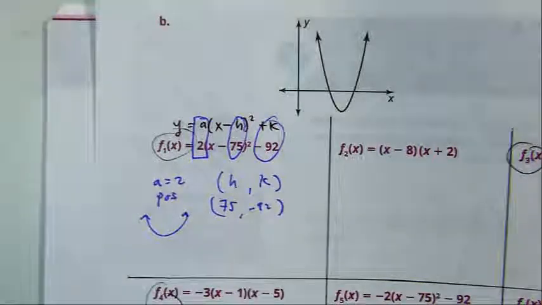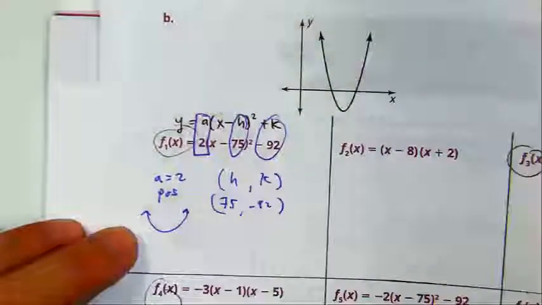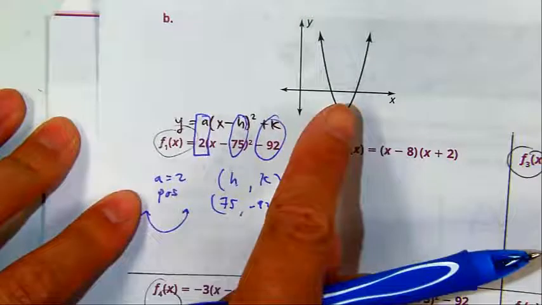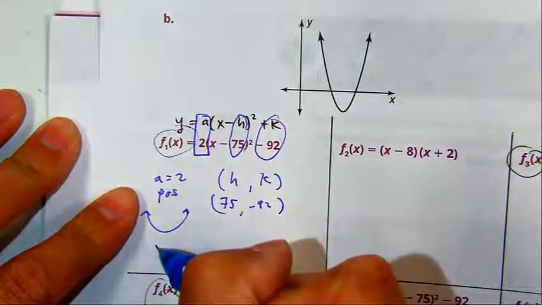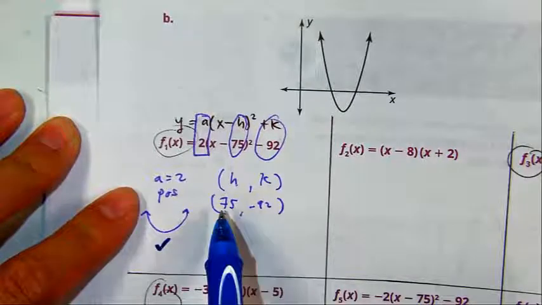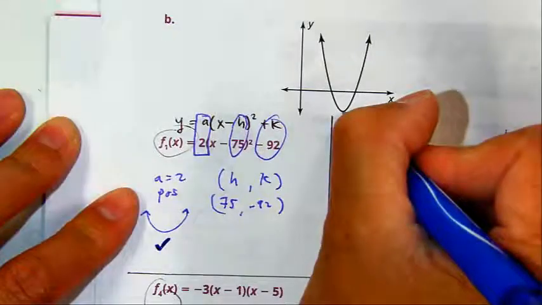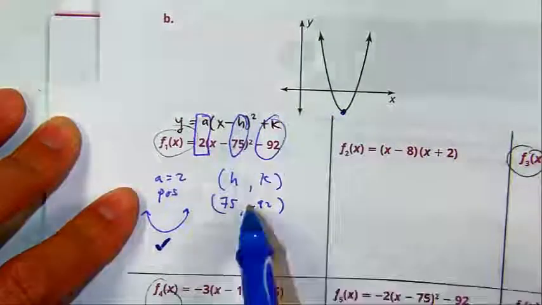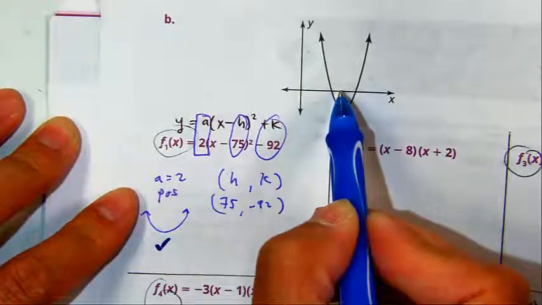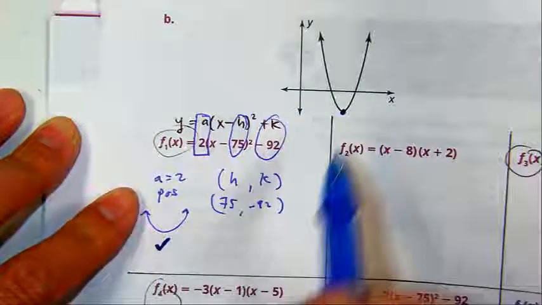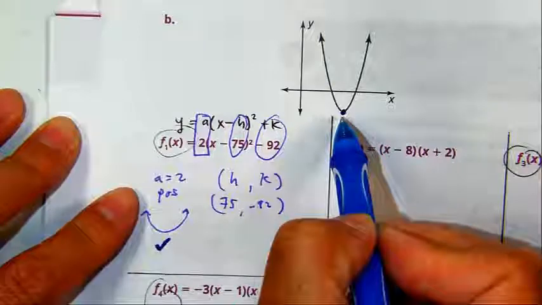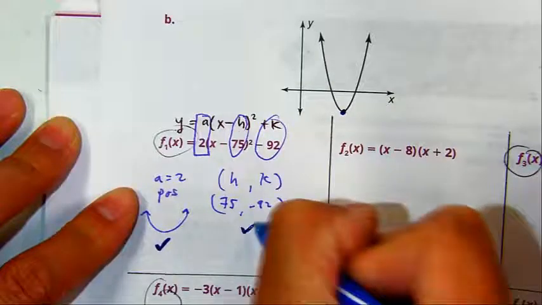Okay, let's see if this matches our graph. Class, does this graph open up? Yes. This point here, the vertex, can that possibly be a positive and then a negative? Yes. Can it have the coordinates of a positive 75 and down negative 92? Yes. Yeah. So now we need to describe.